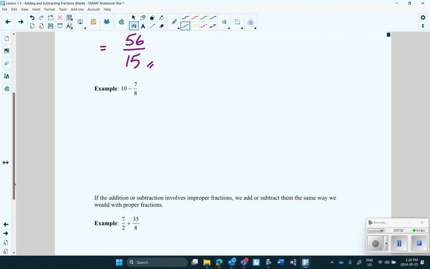Similarly with this one. Change it to a fraction, so 10 becomes 10 over 1. Therefore, my lowest common denominator would be 8. Don't have to change the second one. But what does the first one become? I have to multiply top and bottom by 8, so I get 80. Subtract, and I get 73 over 8, and we reduce.